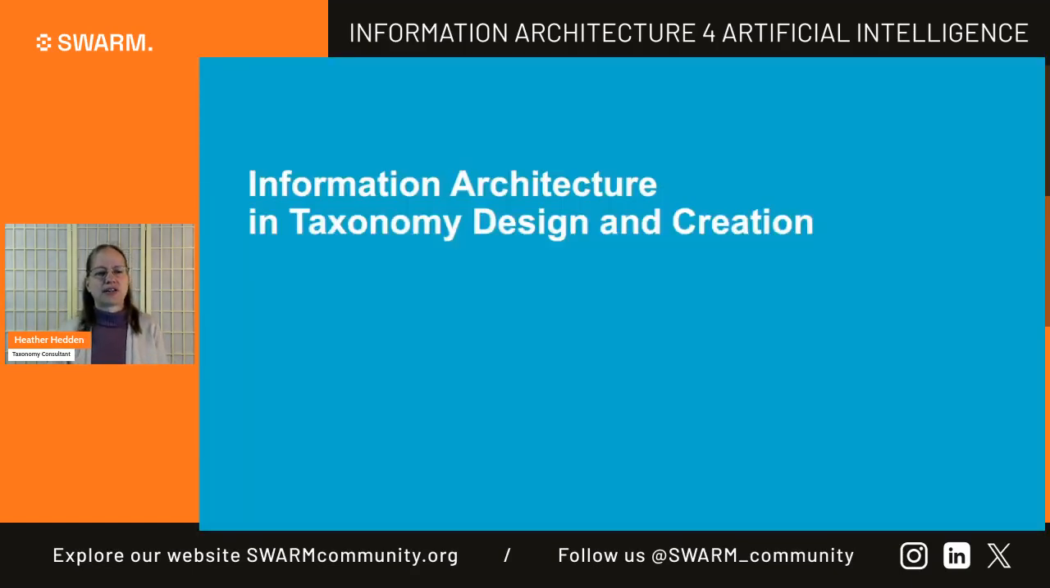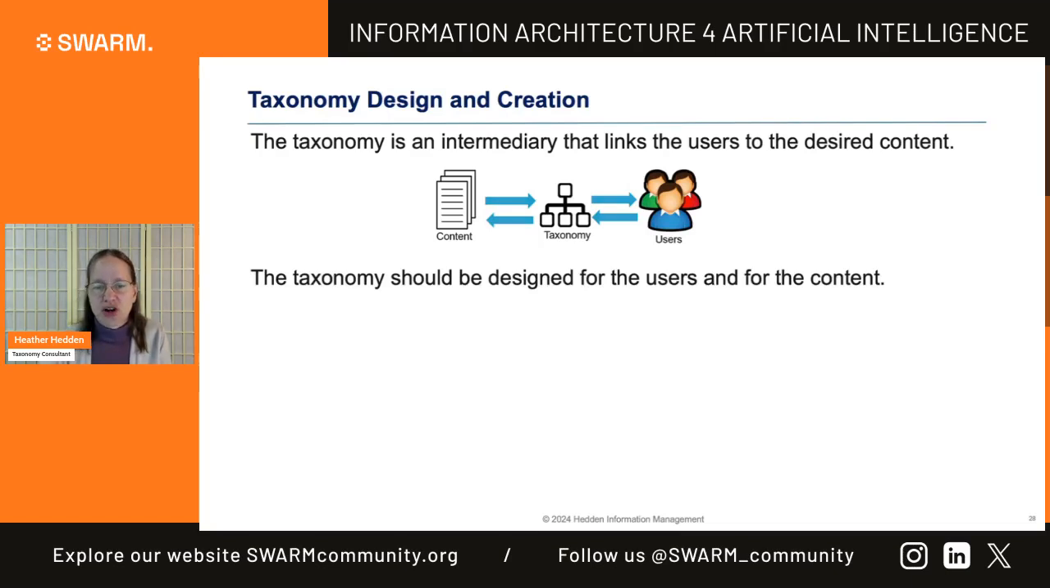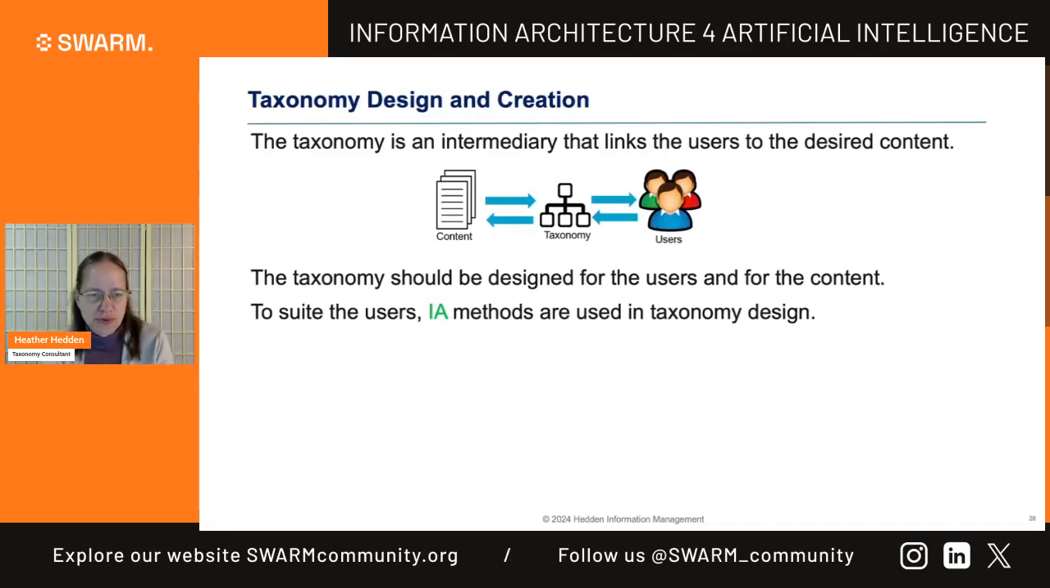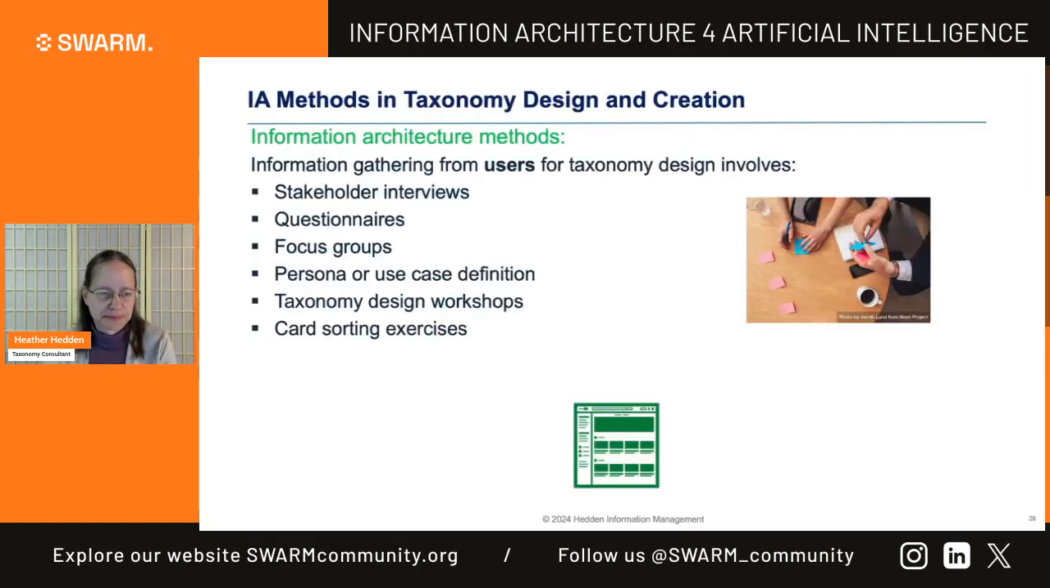Okay, now information architecture in taxonomy design and creation. As I said before, the taxonomy is an intermediary that links the users to the desired content. So the taxonomy should be designed for the users and for the content. Now, to suit the users, we use information architecture methods in taxonomy design too, and I'll describe those. But to suit the content, we can do both. We can do manual and automated AI content analysis.